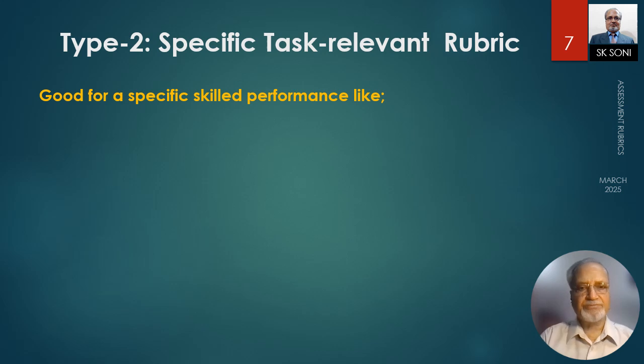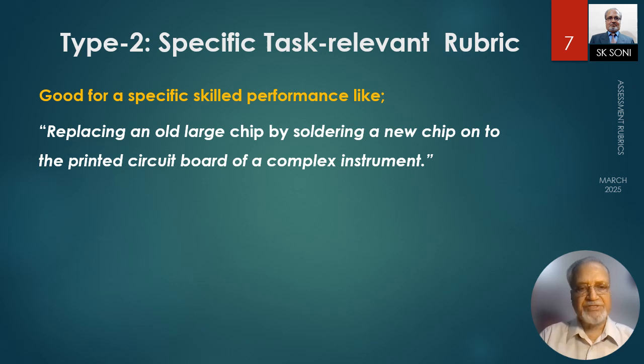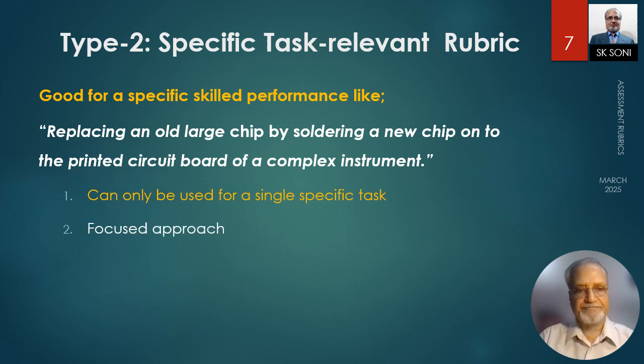Let us see example of type 2 rubric. Specific task relevant rubric. Good for specific skilled performance like replacing an old large chip by soldering a new chip onto the printed circuit board of a complex instrument. Can only be used for a single specific task. Focused approach and slightly more objective.